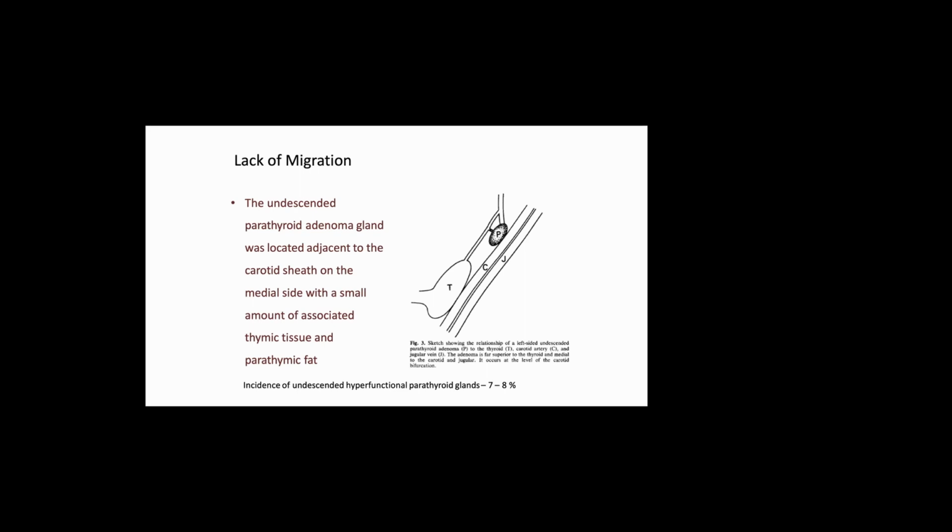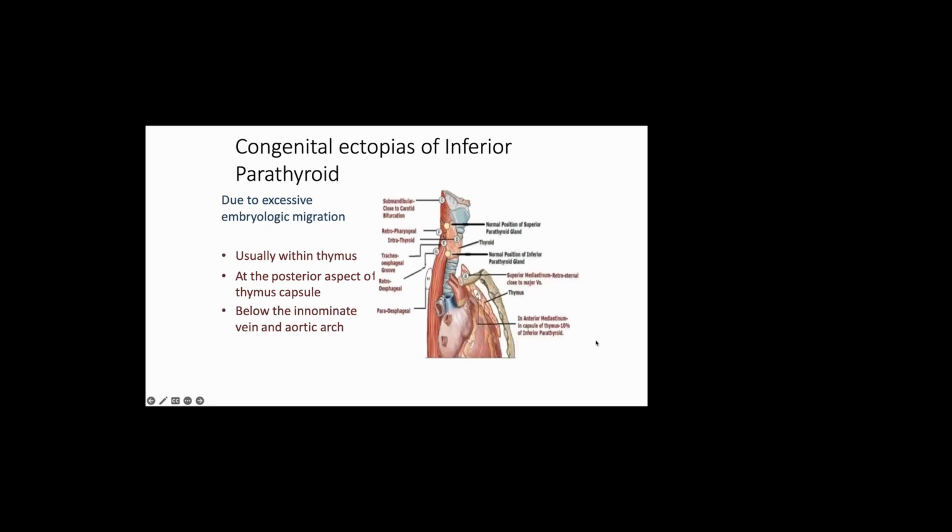Often in our endocrine surgeons group, our colleagues keep posting. I have not seen one in the carotid sheath, but they keep posting. They have found adenomas in the carotid sheath, just medial to the carotid sheath. The incidence of this undescended hyperfunctional inferior parathyroid gland is seen in 7 to 8%. I hope all of you are appreciating that this is not a superior gland. This is actually an undescended inferior gland, though the location is proximal. So that is how things are different.